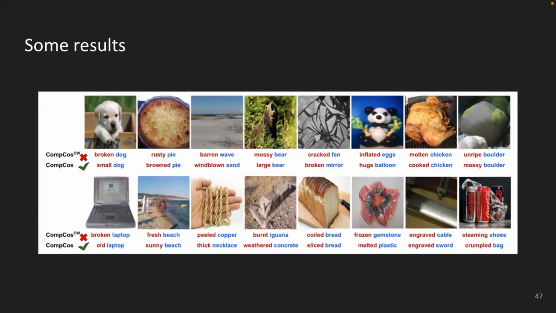These are qualitative results that I always find funny, especially the inflated eggs for the closed world model. So if you train the model without taking into account this full compositional space, you may get weird predictions, like, again, inflated eggs, while actually it's a huge balloon. And you can find a ton of examples. It's fun looking at the qualitative results here.